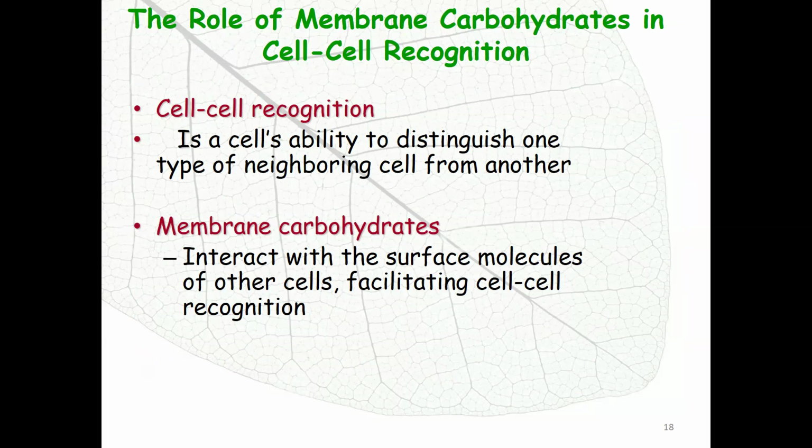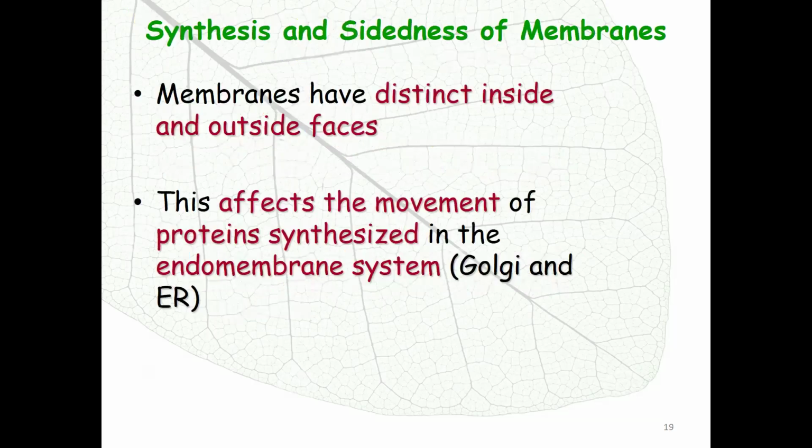I told you outside the plasma membrane, there are some carbohydrates and we call them glycoproteins. So cell to cell recognition and membrane, they are called membrane carbohydrates to interact with the surface molecules, facilitate the cell to cell recognition system. One cell can be recognized by others. And synthesis and sidedness of membrane. Membrane has distinct inside and outside phases. So inside phase and outside phase.